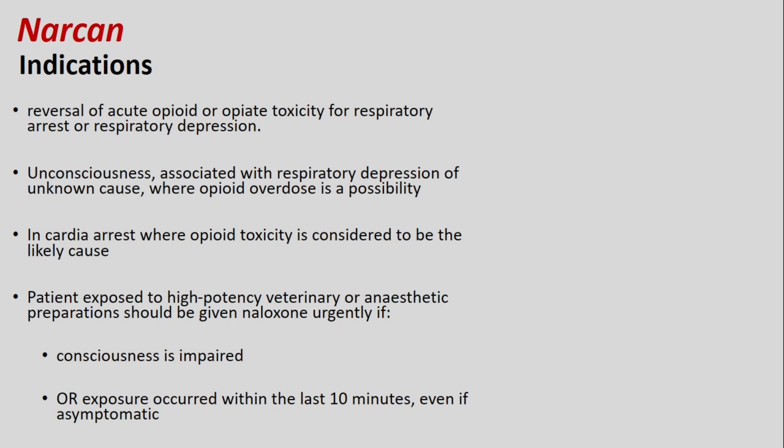So what is it used for? Well, as I've just mentioned, Narcan is used for the reversal of acute opioid or opiate toxicity for respiratory arrest or respiratory depression, unconsciousness associated with respiratory depression of unknown cause where opioid overdose is a possibility, in cardiac arrest where opioid toxicity is considered to be the likely cause, and patients who have been exposed to high-potency veterinary or anaesthetic preparations should be given naloxone urgently if consciousness is impaired or exposure occurred within the last 10 minutes, even if asymptomatic.